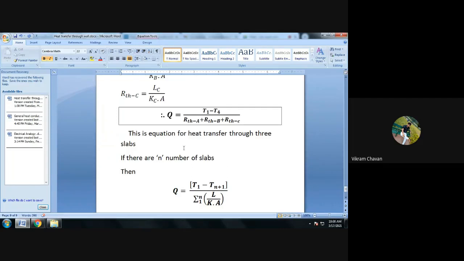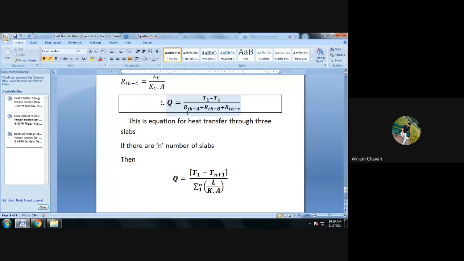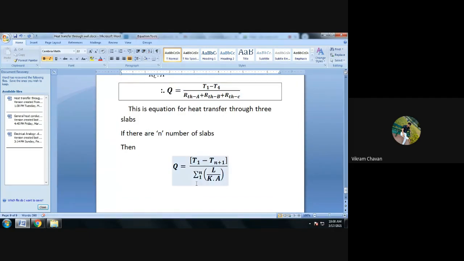Okay, and on the denominator side, we have to add up all the thermal resistances offered by the slabs. So the summation from 1 to n of thermal resistance. Thermal resistance means what? L divided by K multiplied by A for the particular slab, the addition of L divided by K multiplied by A for all the slabs. Okay, so that will be the composite slab derivation. This will be the composite slab or composite wall derivation.